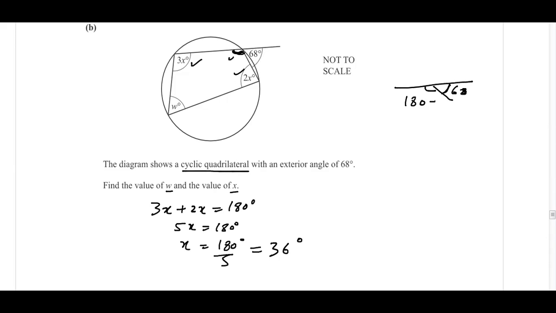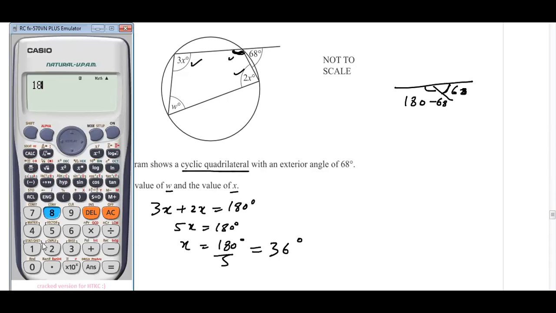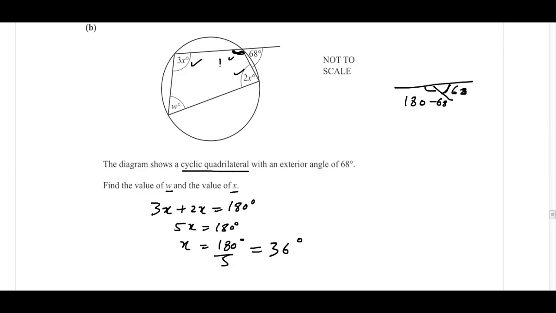It is 180 minus 68. I will say here 180 minus 68 is 112. It means this angle is 112. So W plus 112 will be equal to 180 because it's cyclic, so opposite angles will sum to 180.